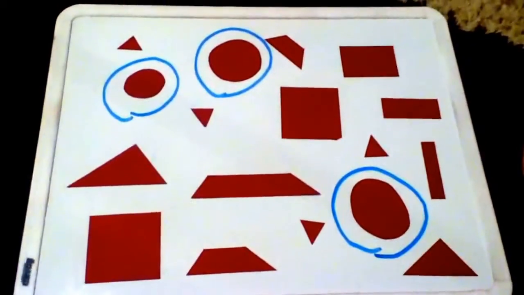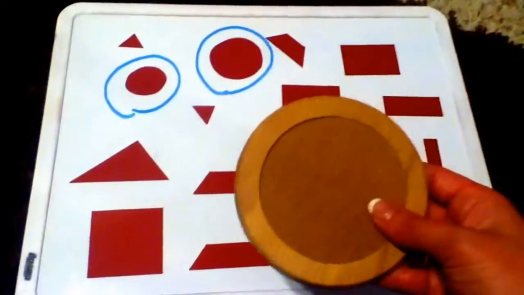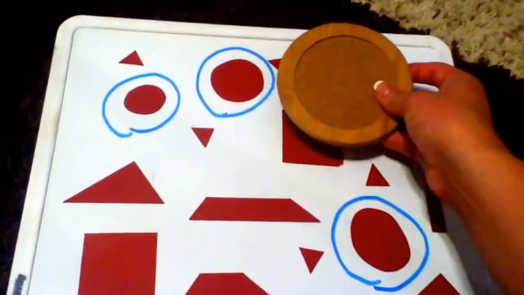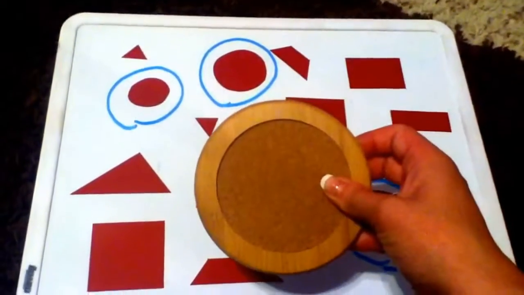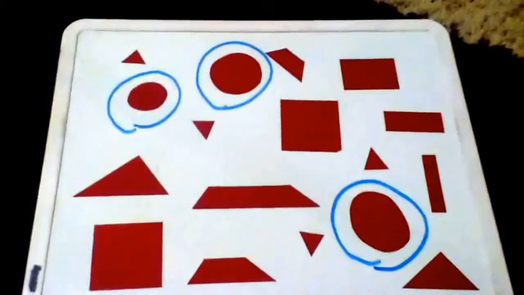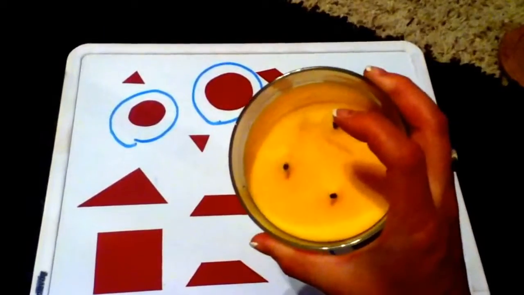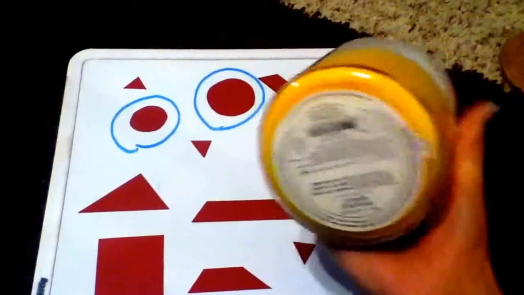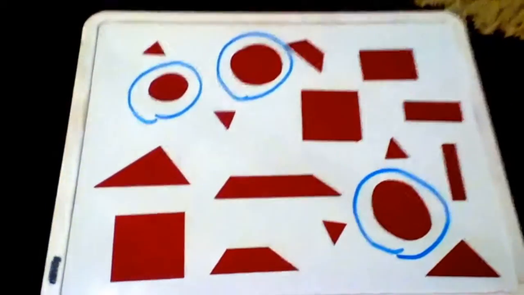So let's look at some real life examples of what a circle could be. Here's a coaster. You can see that the circle on the paper and this coaster are different sizes, however they have the same shape. Another example is a candle. So although it's a different shape and it's a different size, it's the same idea. It's not going to have any edges.